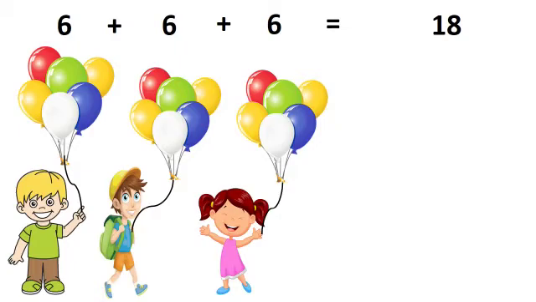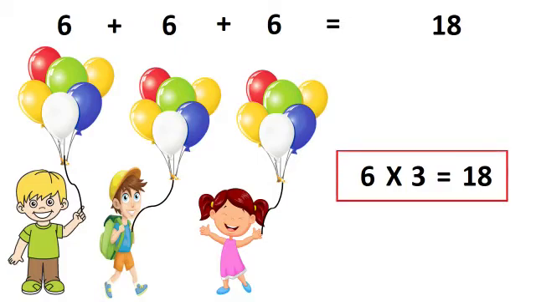Now let us see how we can find the answer by doing multiplication. Here we will multiply 6 three times. Now we will read the table of 6. 6 ones are 6, 6 twos are 12, 6 threes are 18. Children, now here you can see we got the answer 18. So this is the multiplication statement.